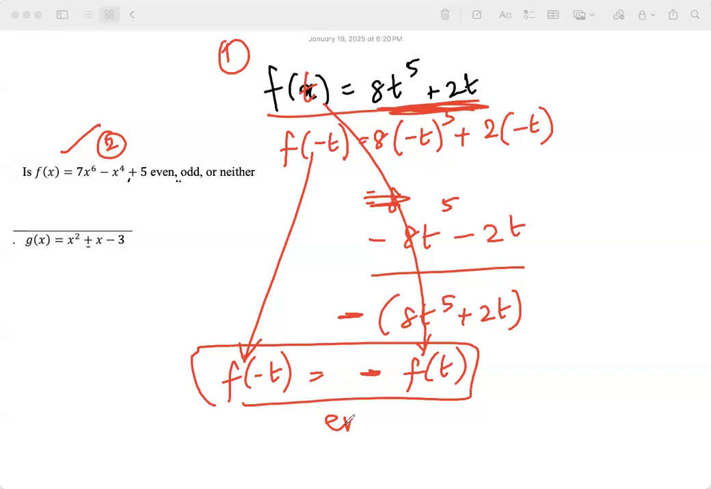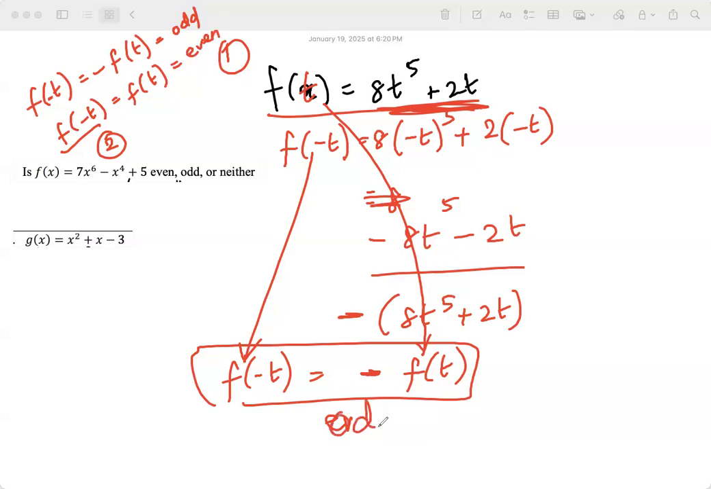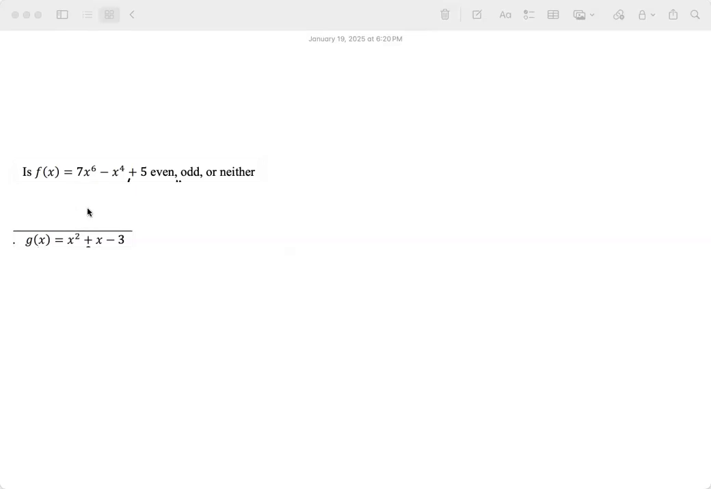Guys, was this odd or even? As I said, if f of minus t equals minus of f of t, then it's an odd function. Suppose f of minus t equals f of t, it remains the original function, then it's an even function. So as such, this is an odd function. Make sense? Now let's go ahead with the last problem.